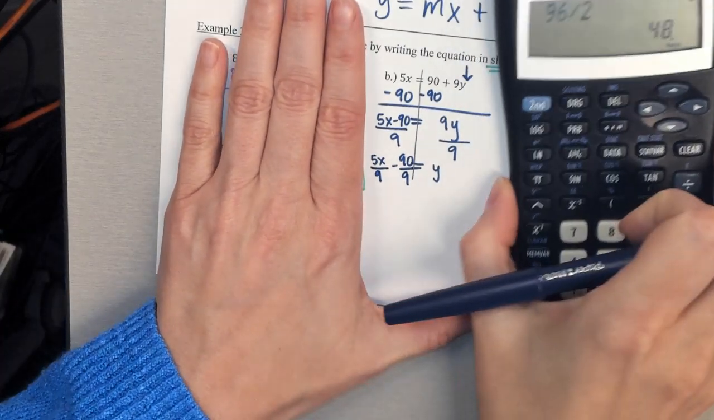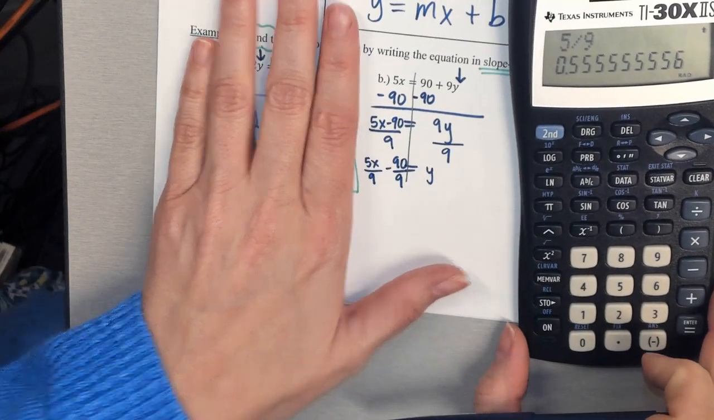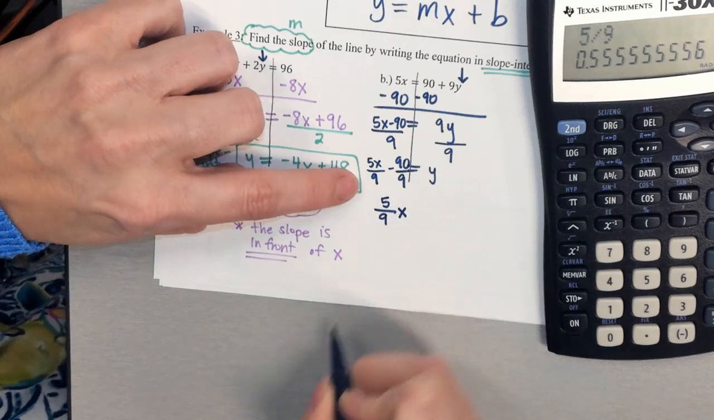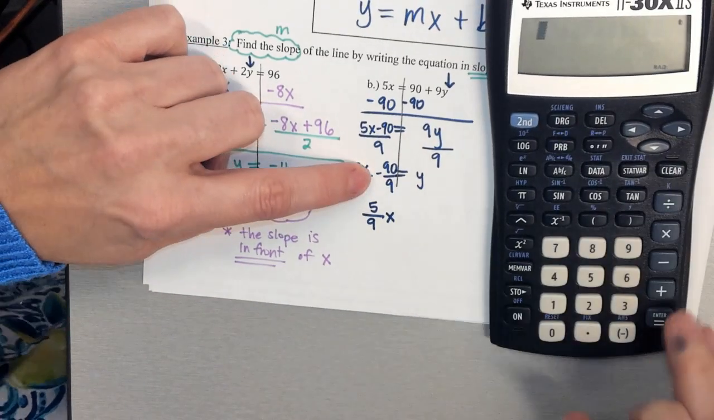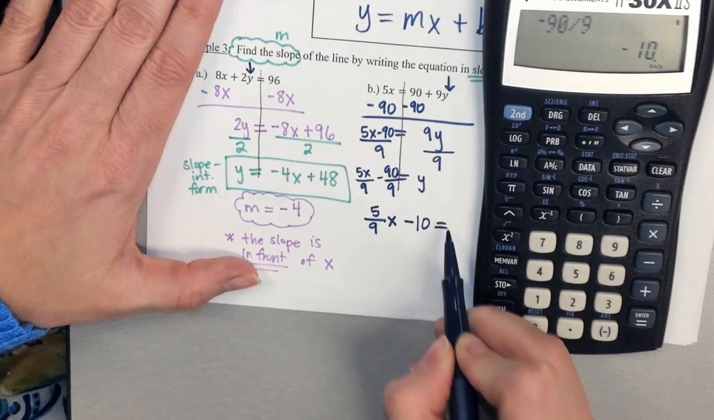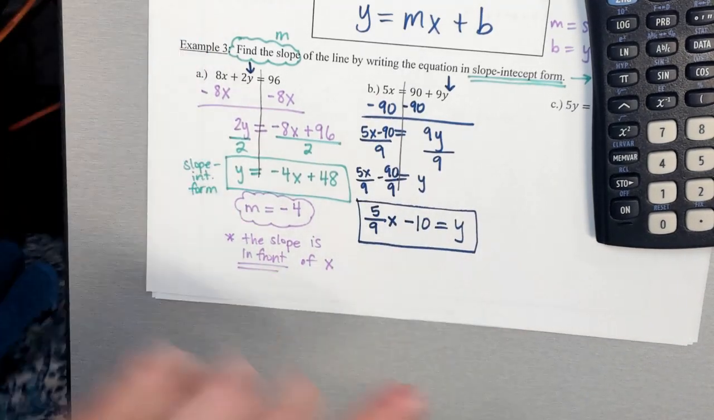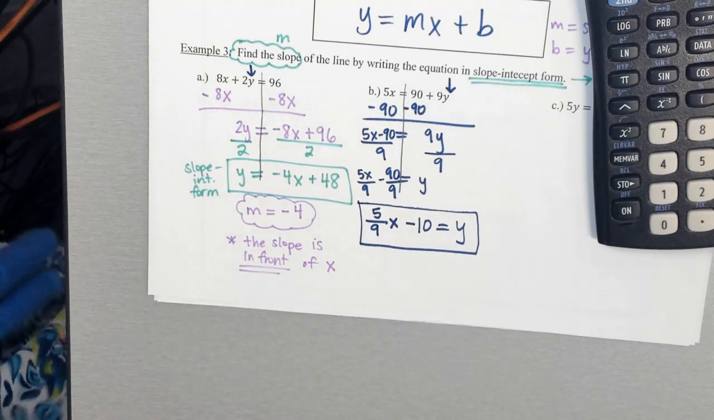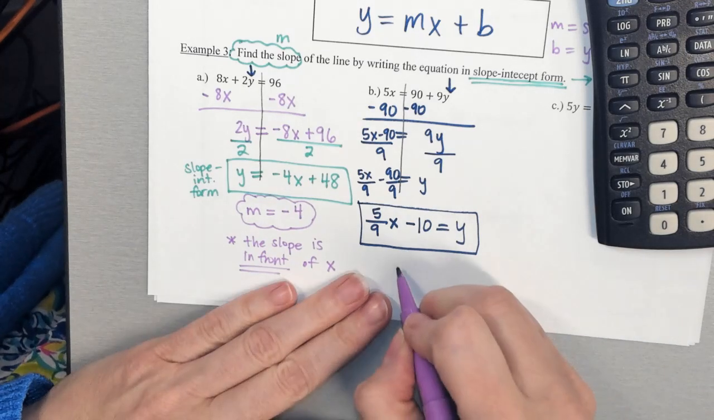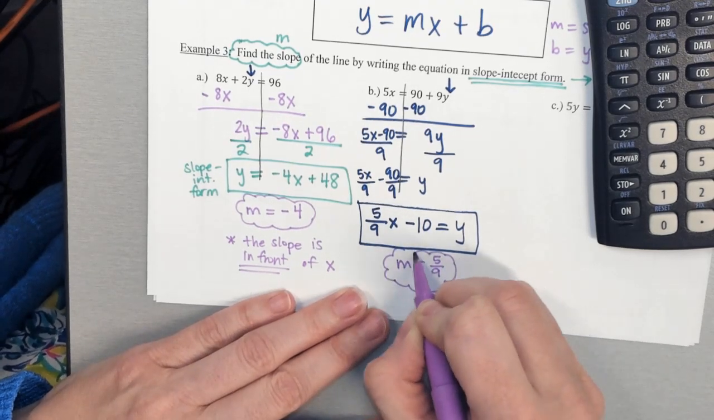Okay, so if I try to divide 5 by 9, I'm going to get a decimal. So if it's a decimal, you're going to leave it as a fraction. So we can write this as 5/9 x. We can put the x on the side. And then I'm also going to do negative 90 divided by 9, which is a negative 10. And now I have y by itself. It's okay that the y is on the other side. That is fine. And then your slope is always in front of the x. So in this case, your slope is 5/9.